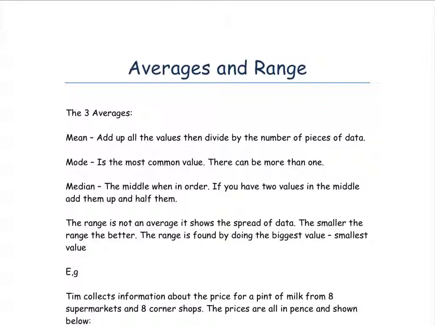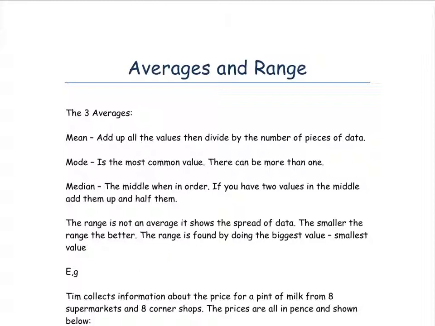The mode is the most common value. There can be more than one mode. And also when we come to look at finding averages from tables, sometimes the mode is referred to as the modal class when we're looking at grouped data.